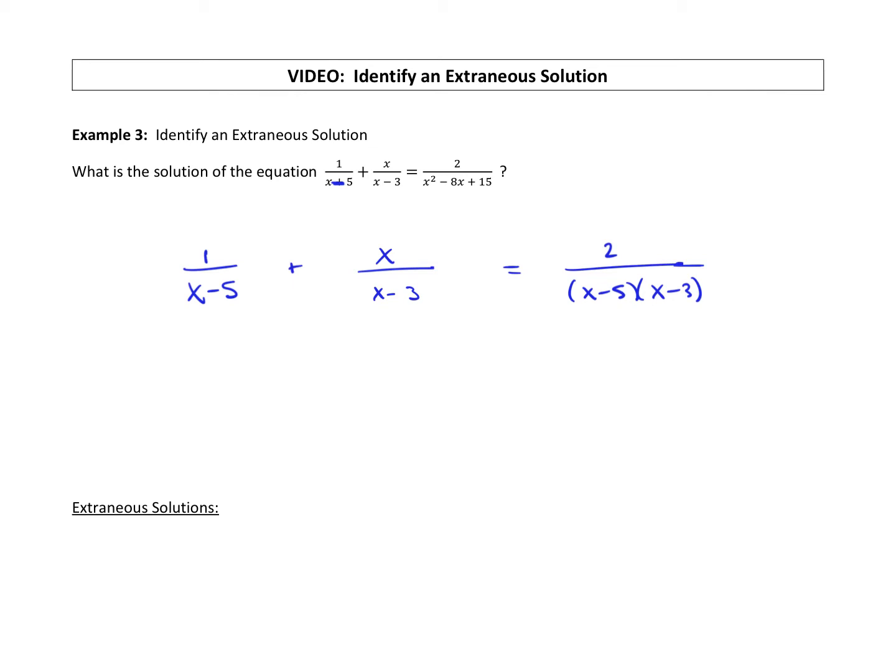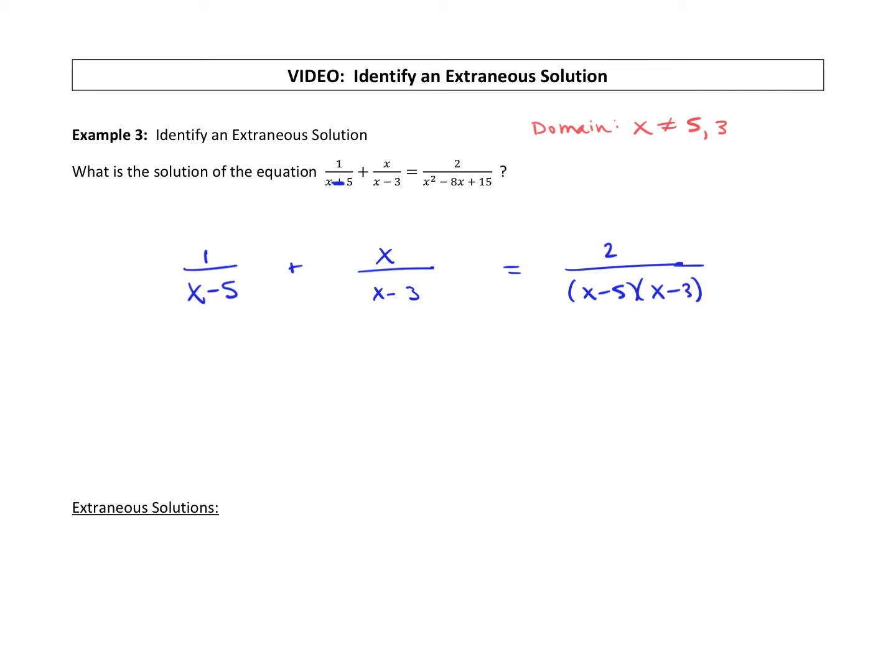Okay, before we continue on, let's think about our domain. We need to make sure that we never let our denominators equal 0. So in this fraction, we would have to avoid a 5. We would have to avoid a 3. Over here, we would have to avoid that same 5 and 3. So we're going to make sure that our x's do not equal a positive 5 and a positive 3.